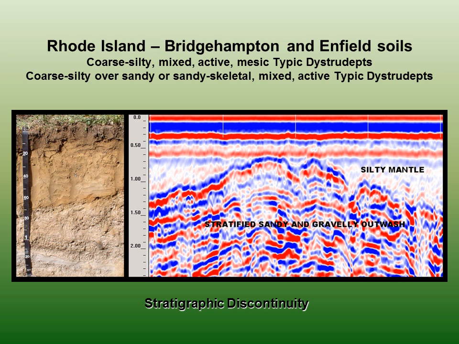Differences in parent material and particle sizes affect the soil classification and interpretation. Here we see a profile and our radar record from soils that have formed in a silty mantle of variable thickness over coarser texture glacial outwash. Differences in the depth to this discontinuity not only affect the classification of these soils, but their use and management.